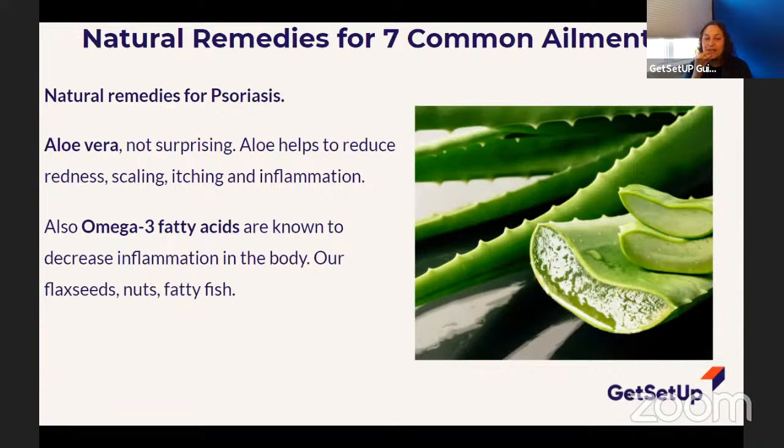So Twee is talking about flax milk. Yes, flax milk, because the next thing I'm talking about for psoriasis is omega-3 fatty acids.